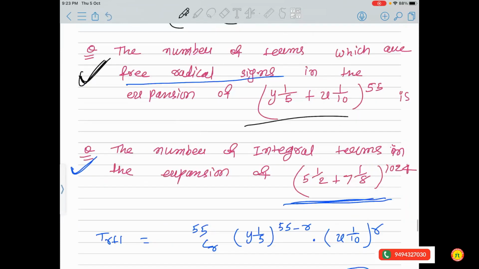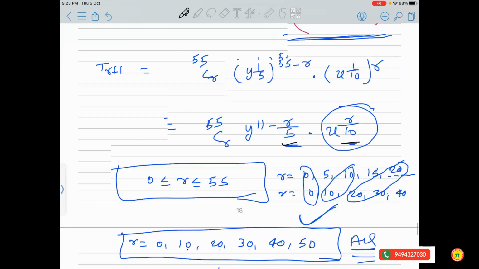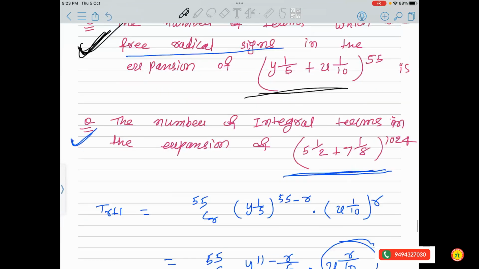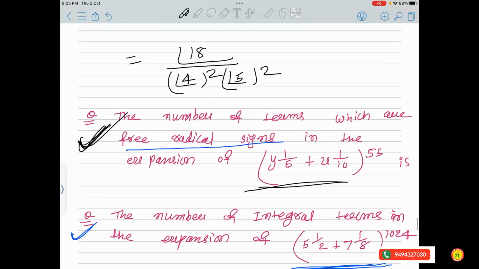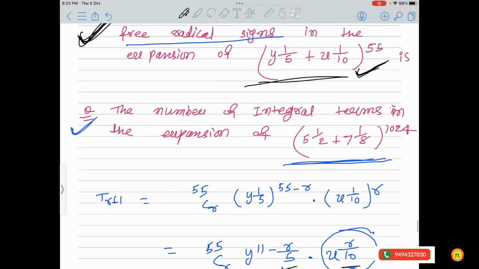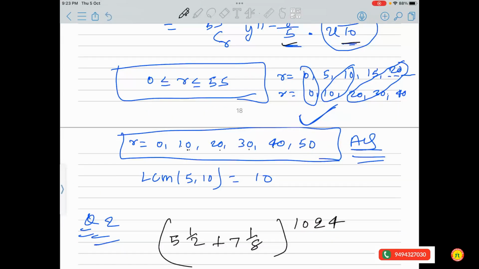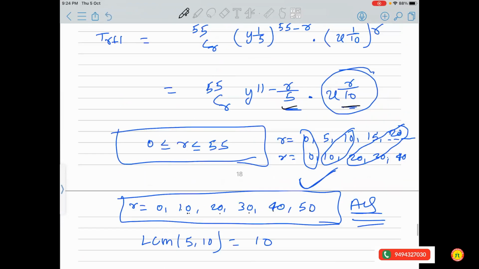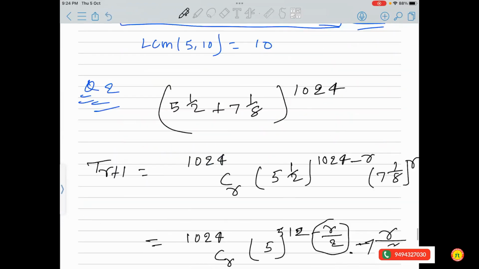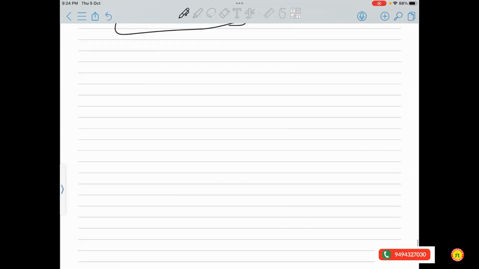In the first question, if I ask for the number of terms free from radical sign, then the answer will be 1, 2, 3, 4, 5, 6, six terms, right? Free from radical sign is 6, right? So we can answer this question. A similar question I am giving to you to solve.